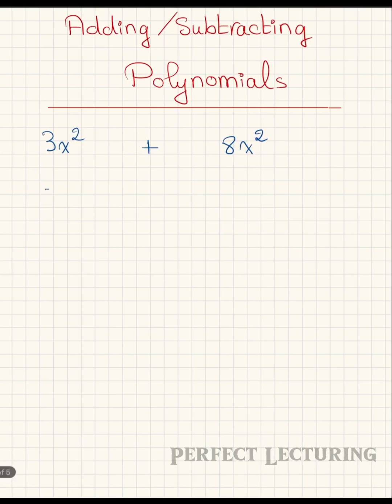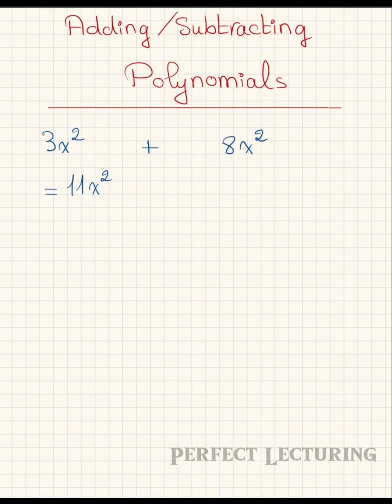So 3 plus 8 is 11. Do I add exponents? No, I never touch the exponent. So the exponent remains as is, it remains as 2. We're not multiplying here, we are adding. So to add two terms, I only add the corresponding coefficients of these two terms.